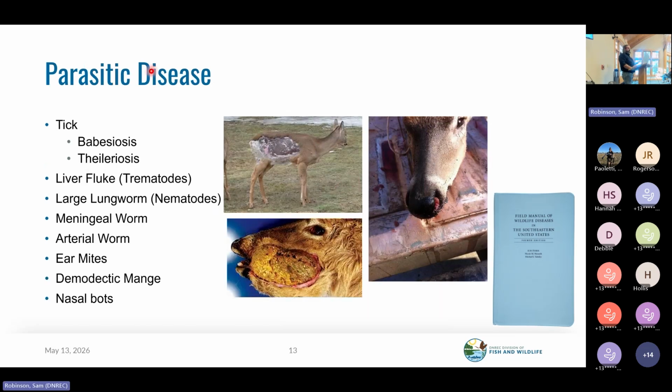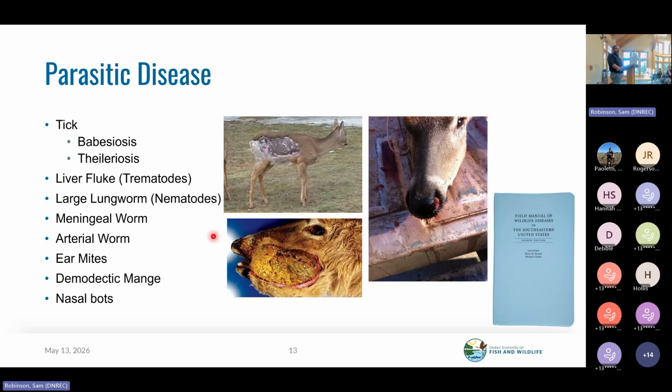Let's get on to parasitic diseases. Big one here is ticks. Everybody's seeing ticks everywhere. We have a great biologist that works for us, Ashley, who is doing great studies with ticks now. There's, of course, disease that's spread with ticks. There's liver fluke, lungworm, meningeal worm. That's one that we discussed here recently. They handle it fairly well, but they're little white, kind of, I won't say tapeworms, but little worms that get in the brain and into the meningeal spaces that cause them to act a little funny.